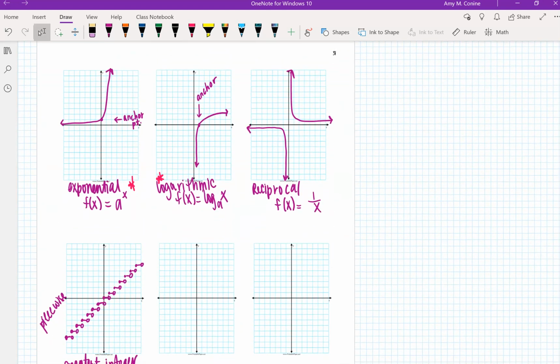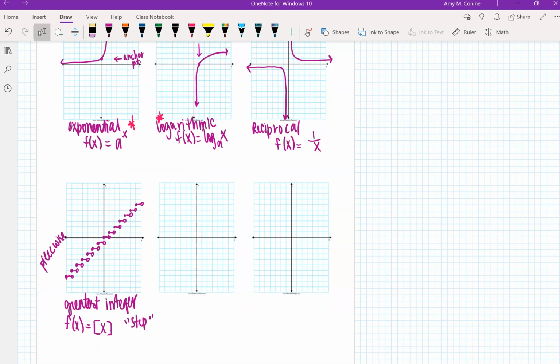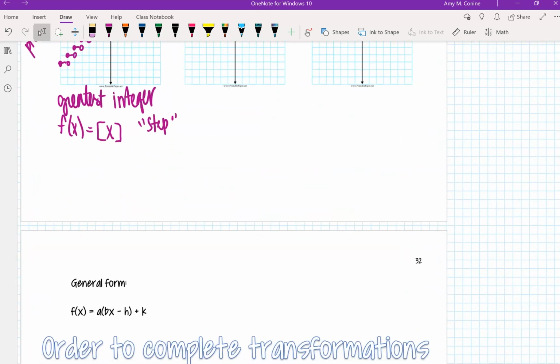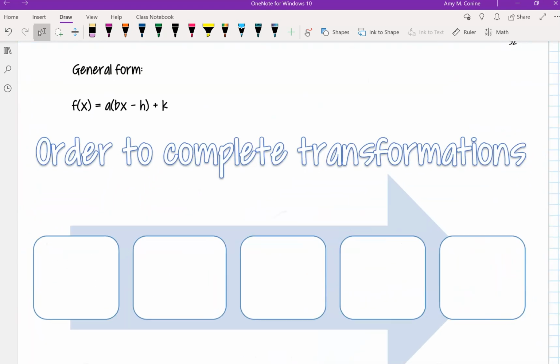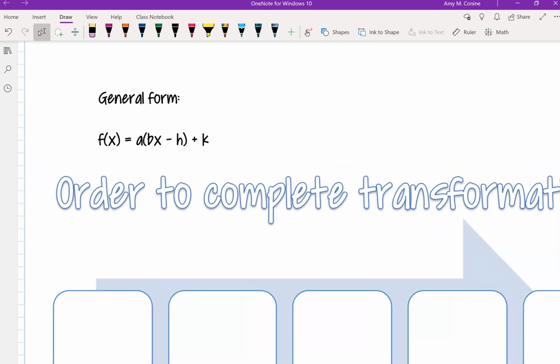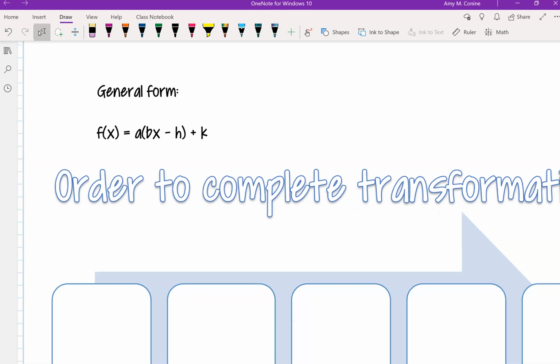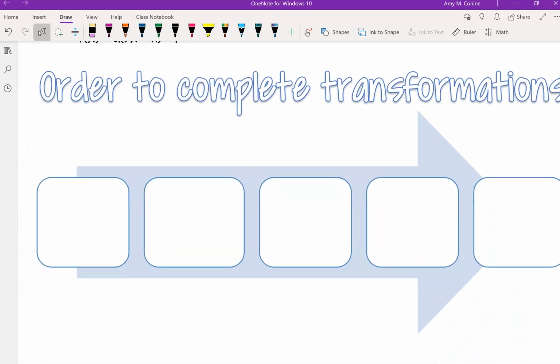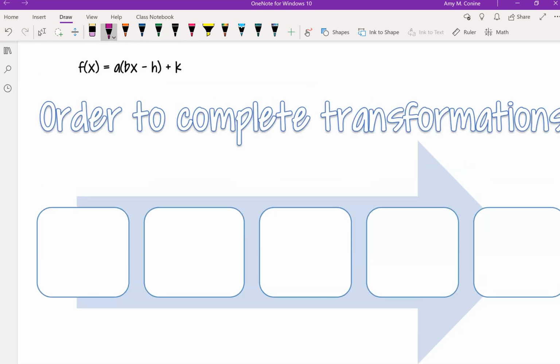Again, those are the functions that when you start moving things around, that's the starting point. That's the basics. So when I ask you to graph the parent function first, that's what you're going to do. You're going to draw this function, whatever it is, and then you're going to transform it. So the general form for transformations is f of x equals a times b(x minus h) plus k. Okay, so we're going to talk about the order of which you do things.